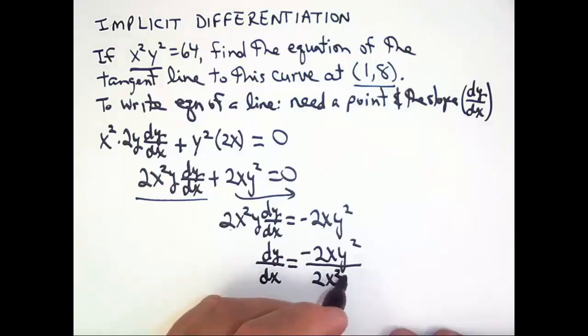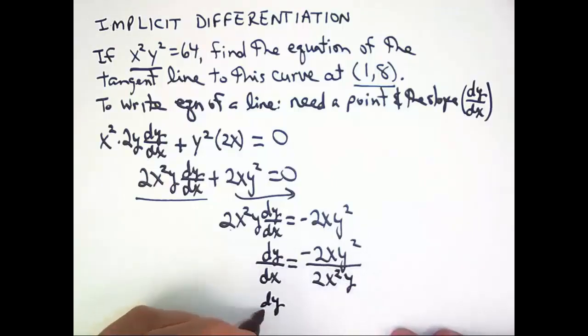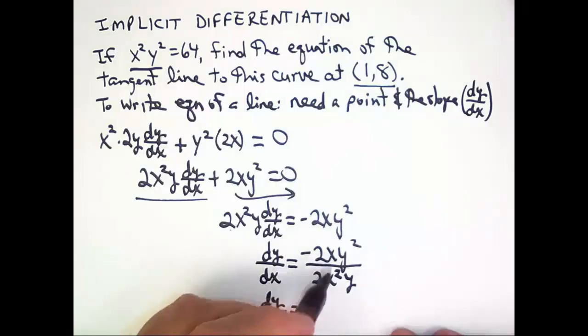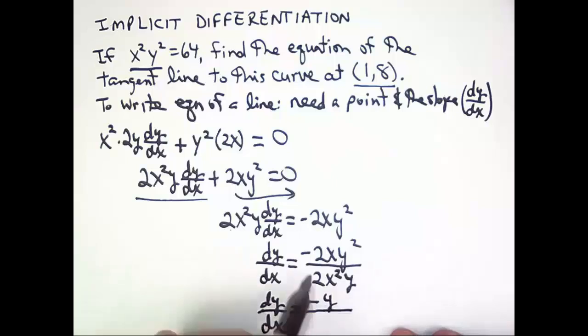2x squared y. Now I hope you'll notice that this will simplify quite a bit because the 2's will divide out, leaving you with the negative sign up there. This x will go into that x squared, taking the x completely away, and this y will go into that y squared, leaving a y. So up top, we're just left with minus y. Down bottom, the 2's divided out. This x went into that x squared and left an x, and the y divided into that y squared, so it went completely away.